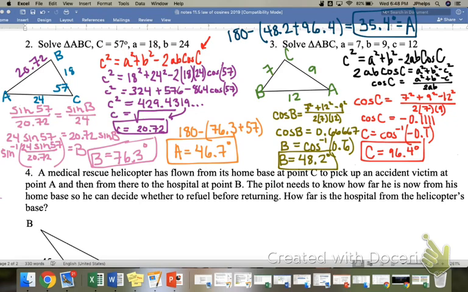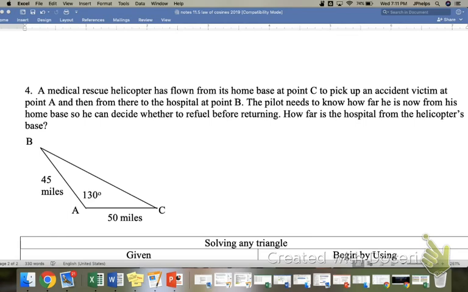The last problem, number 4, says a medical rescue helicopter has flown from its home base at point C to pick up an accident victim at point A, and then from there to the hospital at point B. The pilot needs to know how far he is now from home base so he can decide whether to refuel before returning home. So how far is the hospital from the helicopter's base? To find the distance from the hospital, the second point, point B, to the original home base, point C, means that we're looking for side BC. So side BC is what we're looking for.